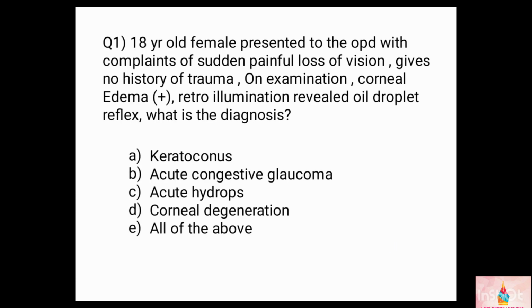Okay. See, there is an 18-year-old female presented to our OPD with complaints of sudden painful loss of vision, giving no history of trauma. And on examination, there is corneal edema, there is oil droplet reflex on retroillumination. What is the diagnosis? So here are the options. A. Keratoconus, B. Acute congestive glaucoma, C. Acute hydrops, D. Corneal degeneration, and E. All of the above.